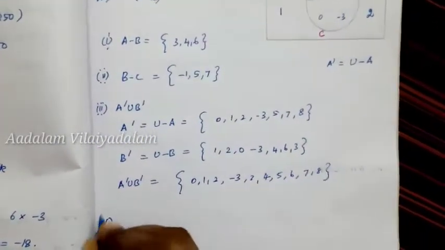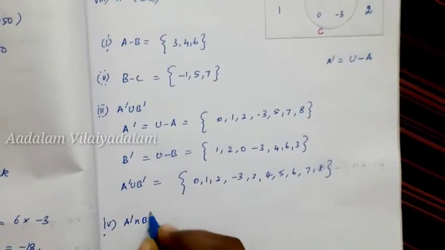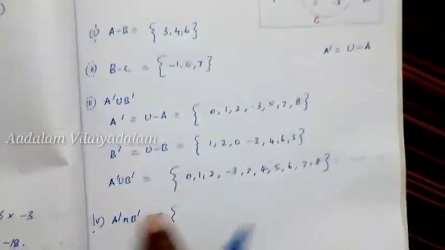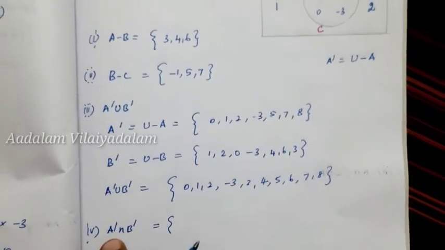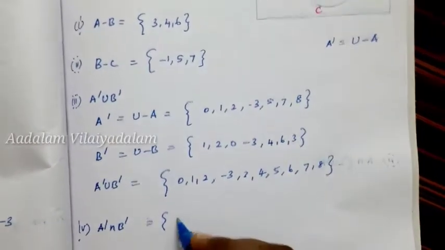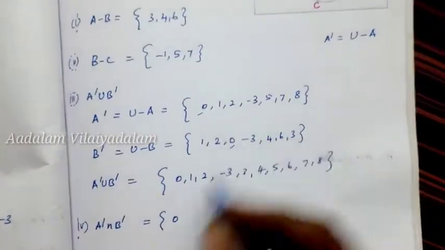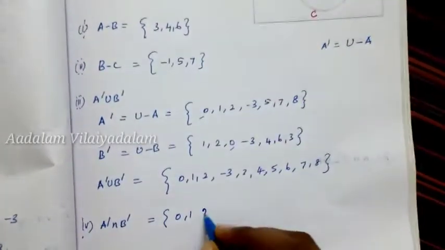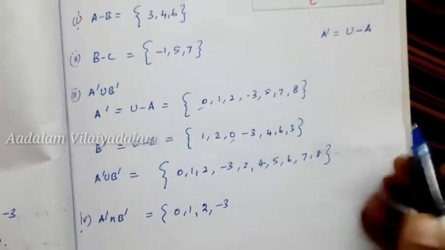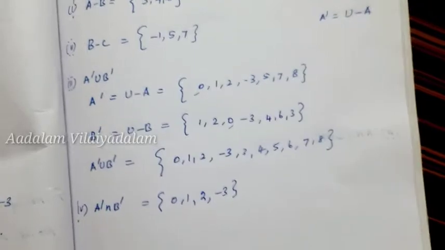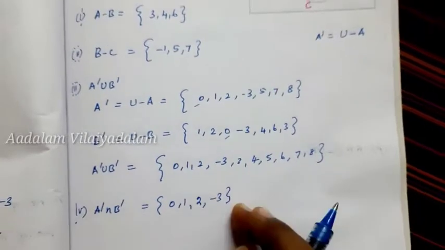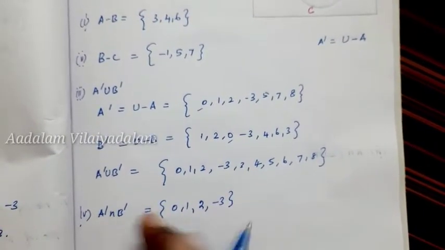In the same way we shall find A dash intersection B dash. Already we have A dash, and we found B dash. Now we need to find the intersection, which means find the common elements. So what are the common elements? 0, 0 and 1, 1, 2, 2 and minus 3, minus 3. There are no more common elements. Therefore 0, 1, 2, minus 3 is A dash intersection B dash.